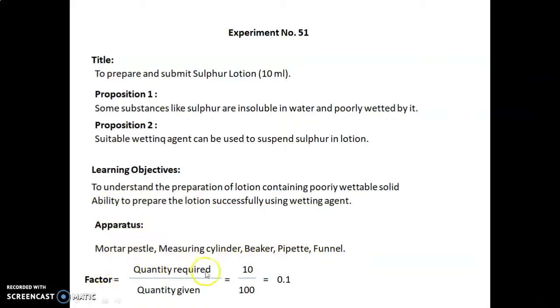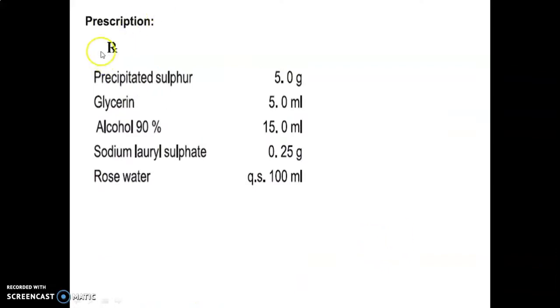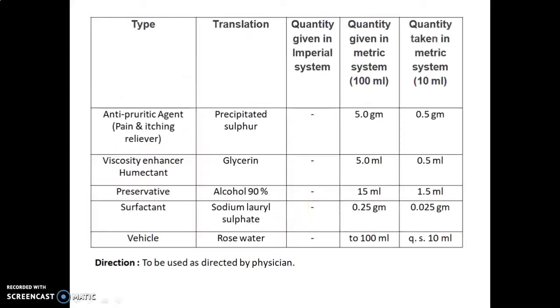Factor is calculated as quantity required upon quantity given, which is equal to 10 upon 100, that is equal to 0.1. We have this prescription which is denoted by Rx. Precipitated sulfur 5 gram, glycerin 5 ml, 90% alcohol 15 ml, sodium lauryl sulfate SLS 0.25 gram, rose water quantity sufficient to prepare up to 100 ml.